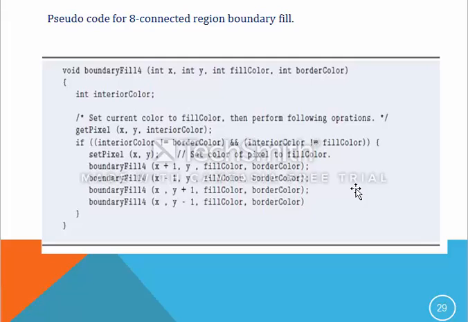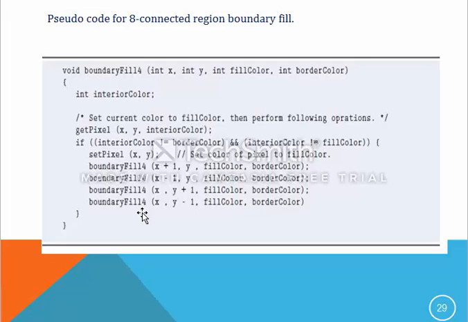This is the pseudocode for an 8 connected region boundary fill, where this is similar to a 4 connected, but the only addition we have is that the diagonal positions need to be tested. So we include the x plus or minus 1 and the y plus or minus 1.